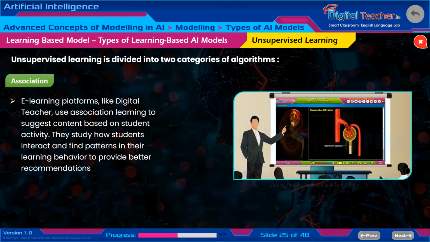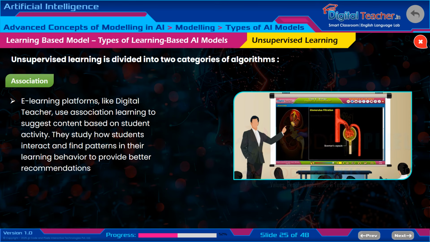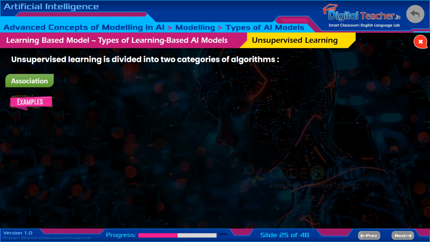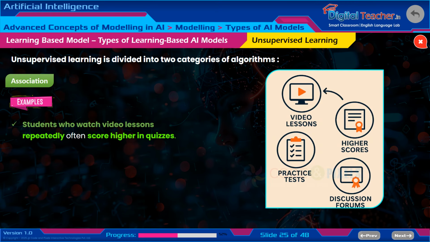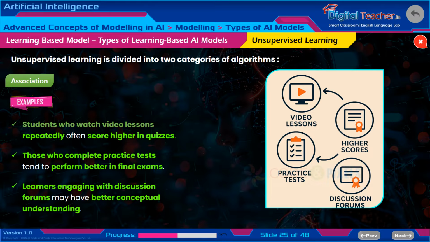E-learning platforms, like Digital Teacher, use association learning to suggest content based on student activity. They study how students interact and find patterns in their learning behavior to provide better recommendations. Examples: students who watch video lessons repeatedly often score higher in quizzes. Those who complete practice tests tend to perform better in final exams. Learners engaging with discussion forums may have better conceptual understanding.